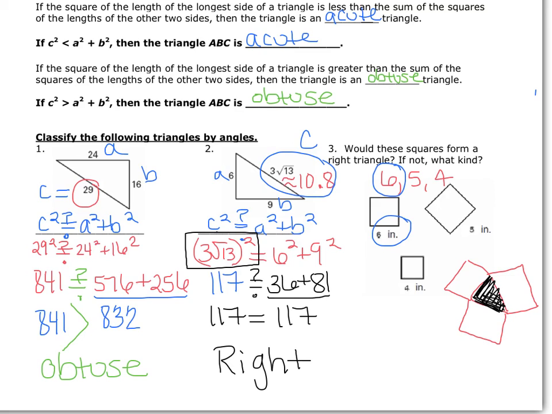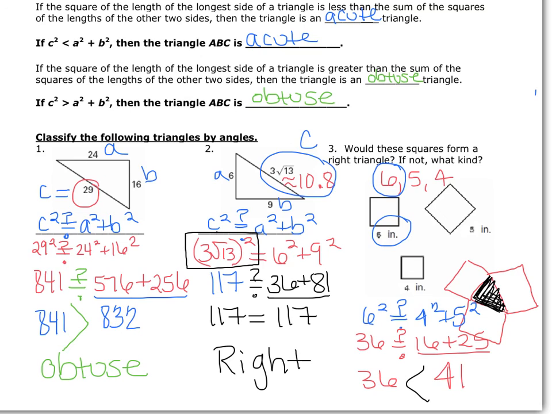So we're going to test 6 squared. How does that compare to the legs squared? 6 squared is 36. Again, how does that compare to 16 plus 25? How does 36 compare to them combined? 41. So you can see the hypotenuse squared is less than the sum of the legs squared. So will this form a right triangle? No, it's going to form an acute triangle.